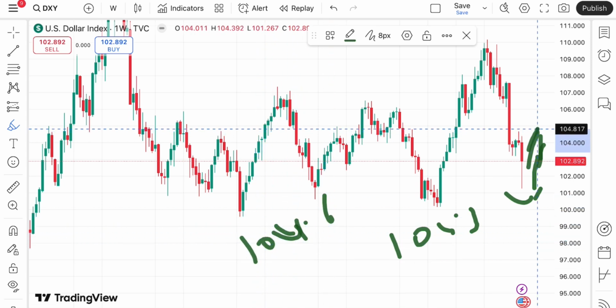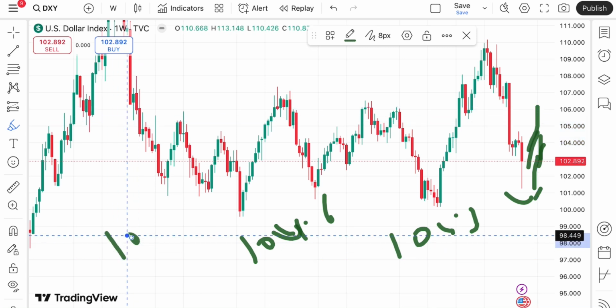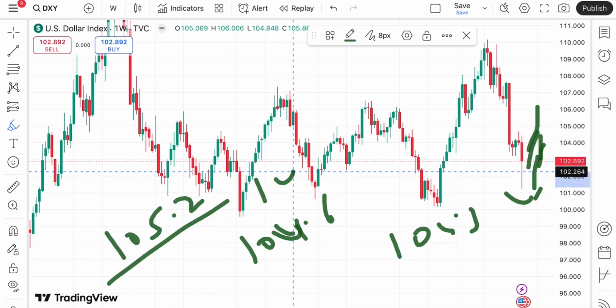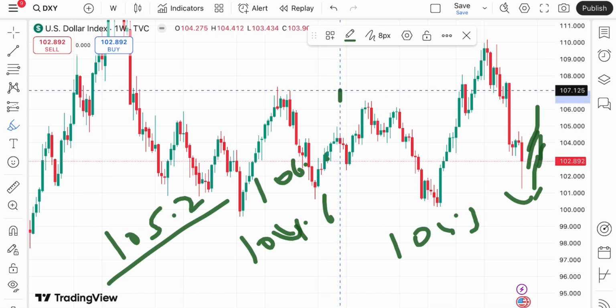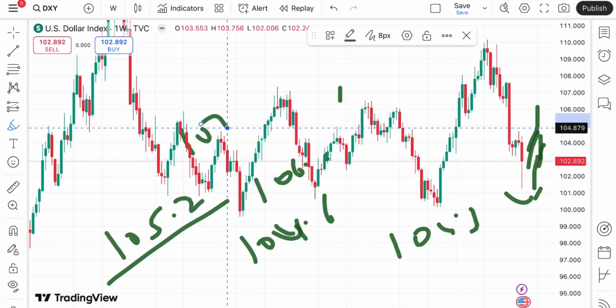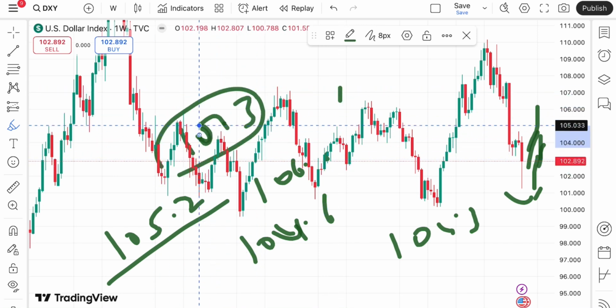Once the price sustains above this level, the probability of touching 105.2 we can see, and from there to a level of $106.2, and then to a level of 107.3. These are the levels we can see, and if that sustains, a further upside movement we can see.